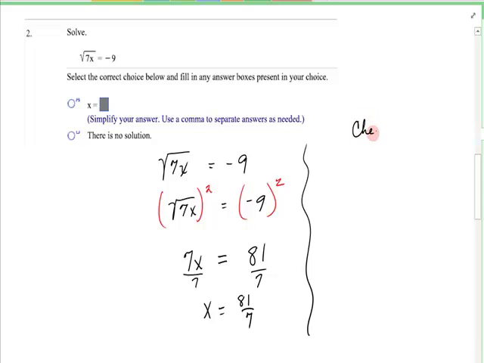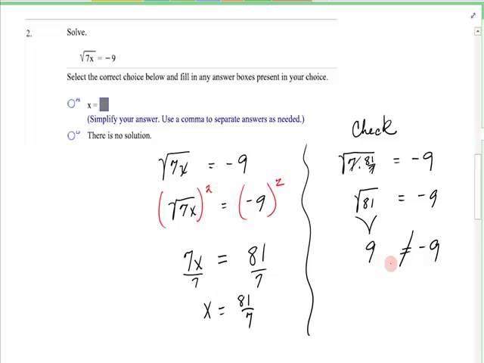All right, so we're going to check it. Always going to check it. When you square both sides, you invite an answer that won't check. So the square root of 7 times 81/7 is equal to -9. 7 times 81/7, those little 7's will cancel out. So I have the square root of 81, equal to -9. What's the square root of 81? It's 9. The other side is -9. That's not true. They are not equal. This does not check. And you can see that it's off by a sign.